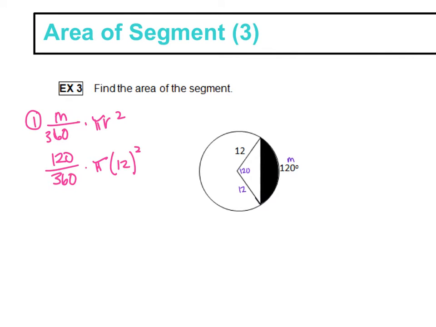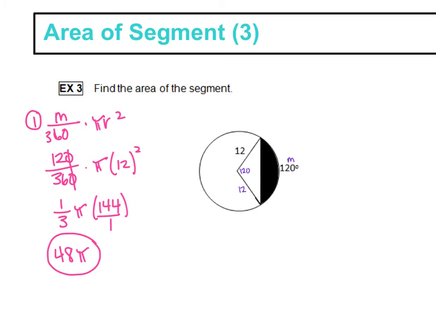All right, so 120 over 360, I can cross off the zeros. 12 over 36 reduces to 1 over 3. Pi times 12 squared is 144. And then 1/3 times 144 is going to give us 48 pi. So there's the area of the sector. We're going to need that with our last step.